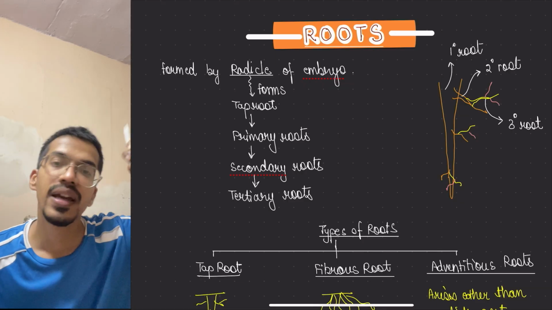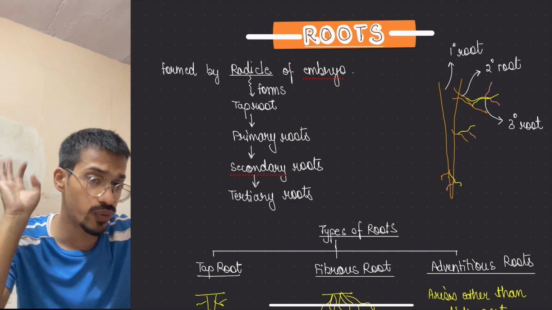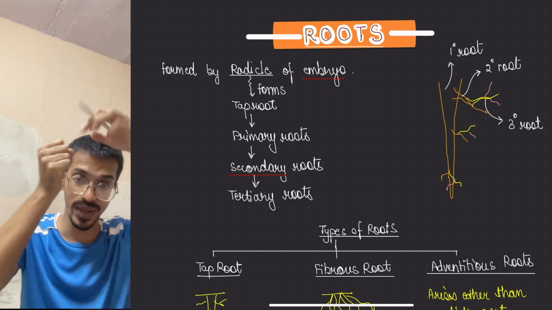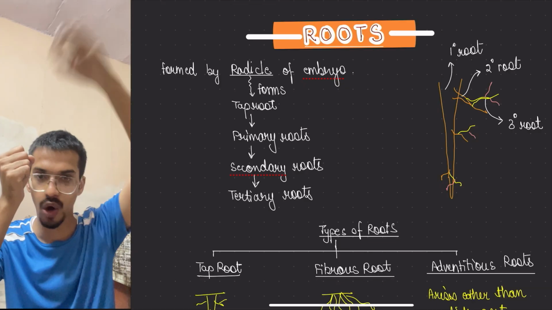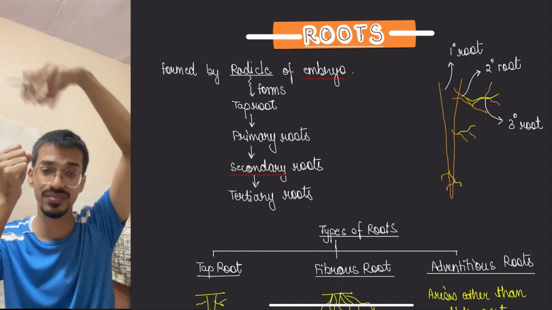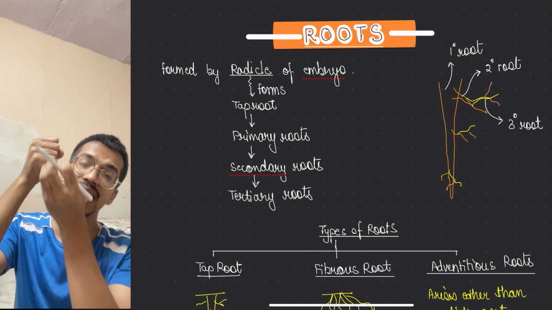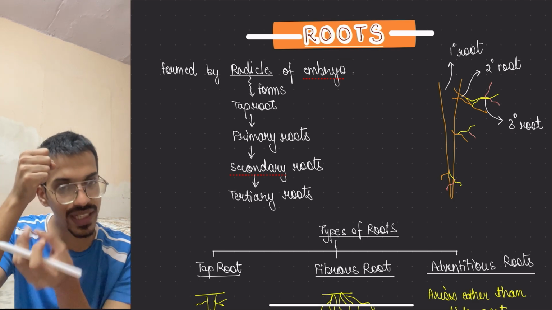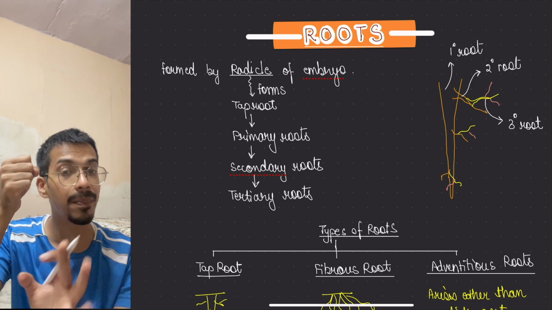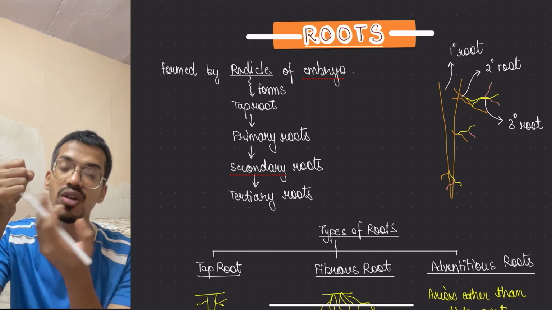First of all, if we see from the seed point of view, the seed grows two-way. Something will come towards the sun, meaning towards the aerial area, and something will go down, dig down into the soil. The thing that will dig down into the soil, that part forms what? Roots.